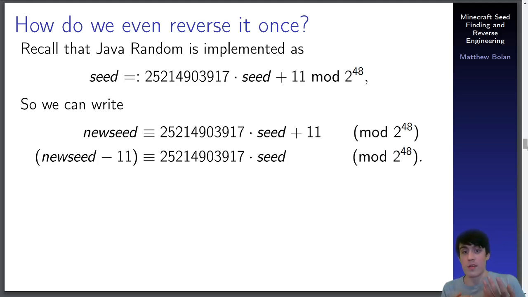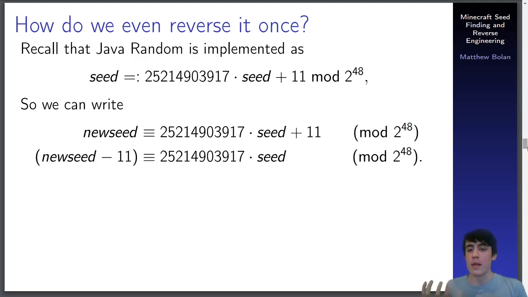So okay, that's not surprising, right? And it turns out when you're working with congruences like this with the triple equals, it behaves a lot like equality. So if you subtract 11 from the left-hand side and the right-hand side, you can take a moment and convince yourself, but of course they're going to still leave the same remainder. You just sort of subtract 11 from each of their remainders. And since they were equal before, they're equal now. So we now have that new seed minus 11 is congruent to the big number times seed.